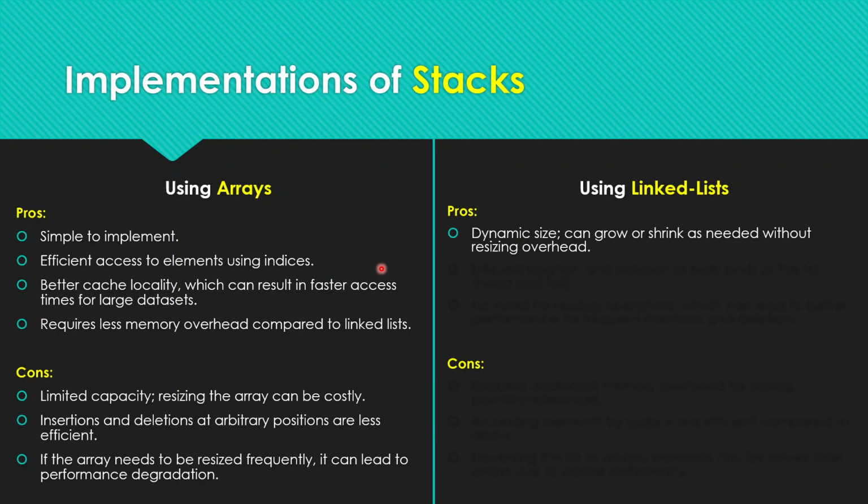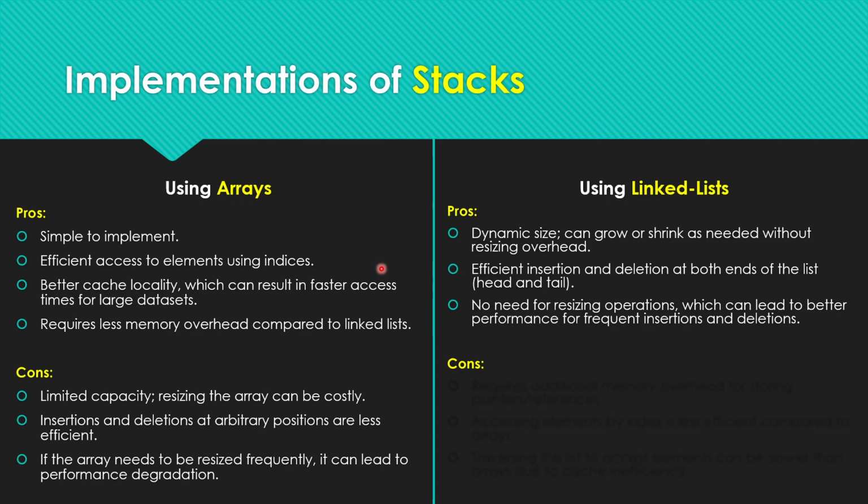Then the advantages of a linked list, number one, is the dynamic size. So you don't need to know the size of the stack beforehand because it can grow to as much as it wants to. It's also efficient when it comes to insertion and deletion at both ends of the list, either the head or the tail, because we can always know the tail and the head, and we can do the insertion and deletion in O of 1 time complexity. There's also no need for resizing, as we said, unlike arrays.